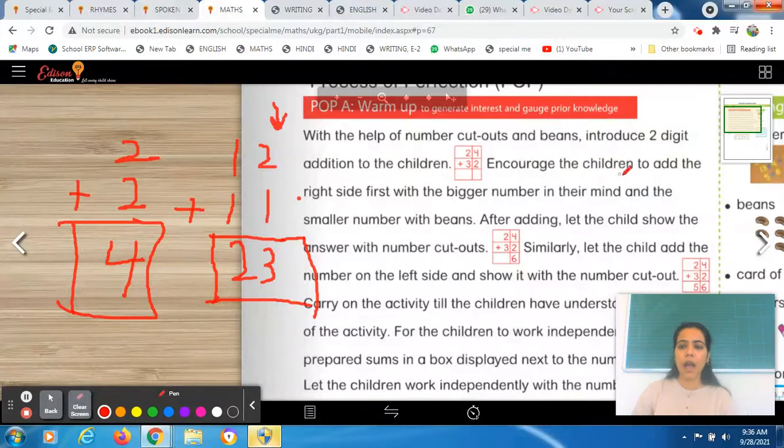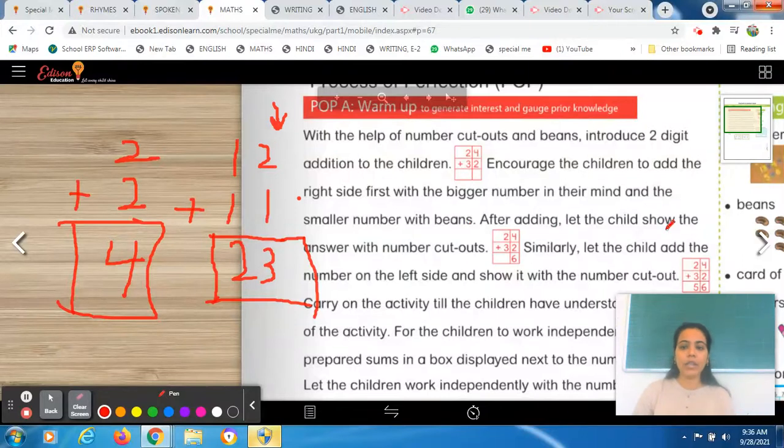Parents, in this way you have to introduce two digit addition to the children, that you have to differentiate between the one digit addition as well as the two digit addition, right? Then encourage the children to add the right side first with a bigger number in their mind. As I told you before, you have to always start from the right hand side first, and then keep the bigger number in your mind and add the smaller number with the help of beans.